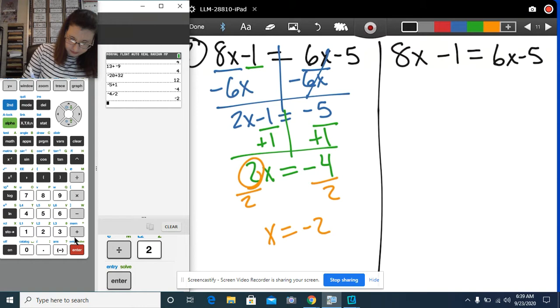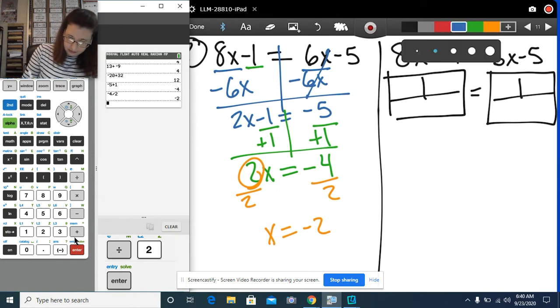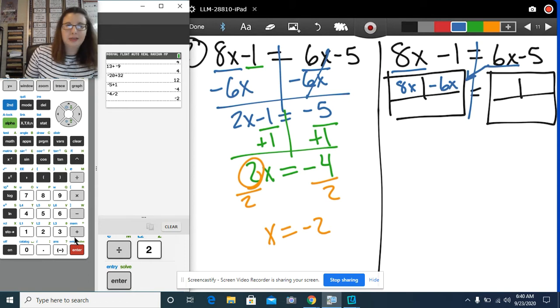Let's use the box method. I'm going to create a box on the left for my variables and a box on the right for my constants. I have two variables, write my 8x and 6x. The 6x crosses over the equal sign, so it becomes a negative 6x. Then I look for my constants. I have a negative 1 and a negative 5.